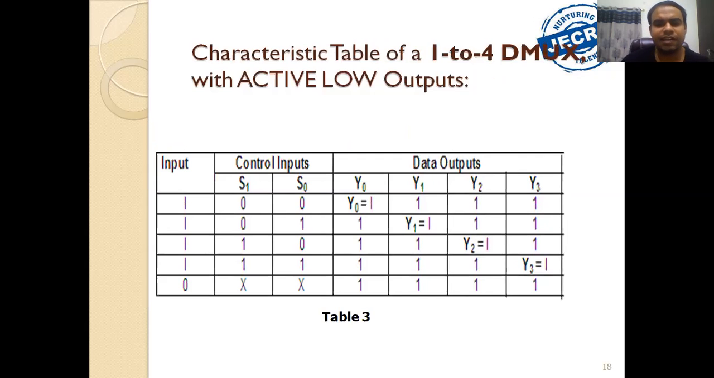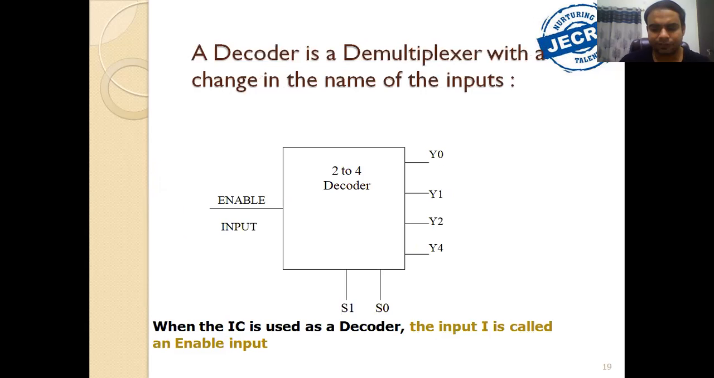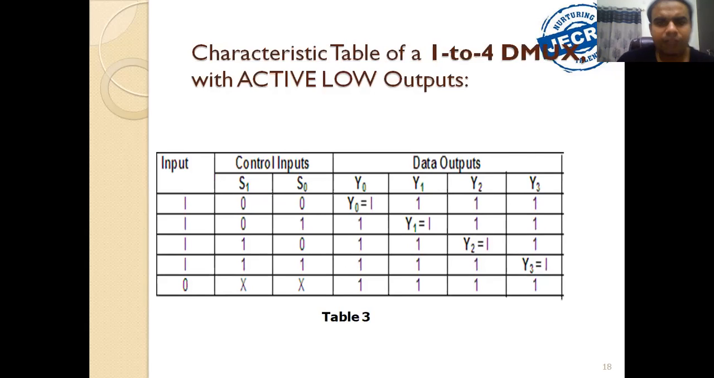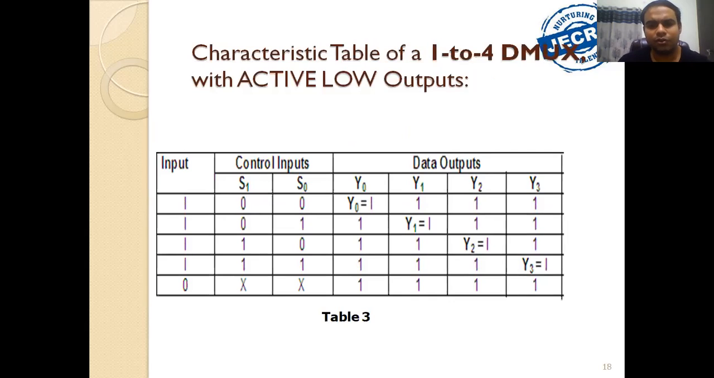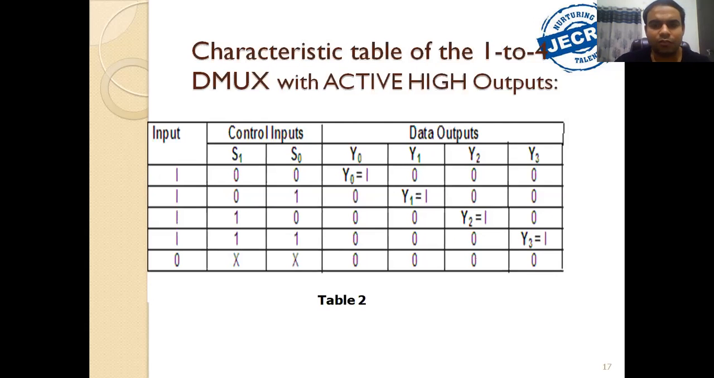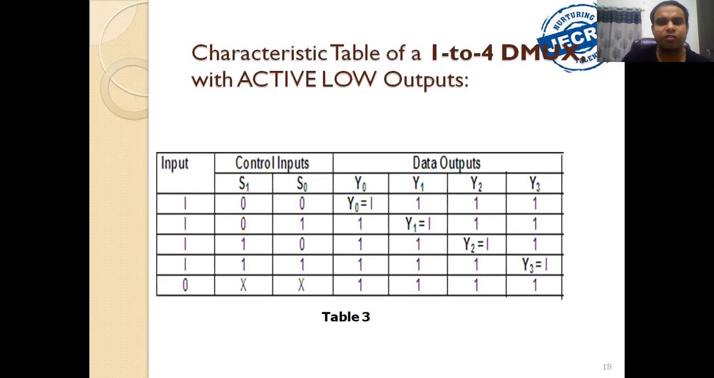Now, if we consider the active low state, in this case, the table is for active high outputs and for active low outputs. Active high output means all the other outputs are 0 when a particular input is selected. In case of active low outputs, all the other outputs are in a high state when a particular input is selected. This is the difference between active high outputs and active low.